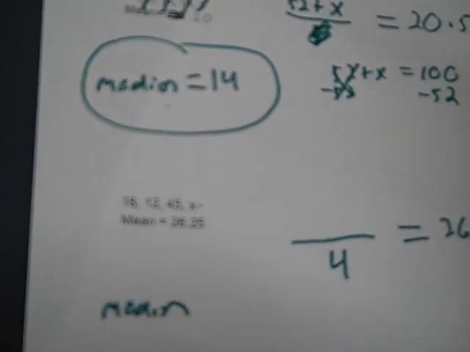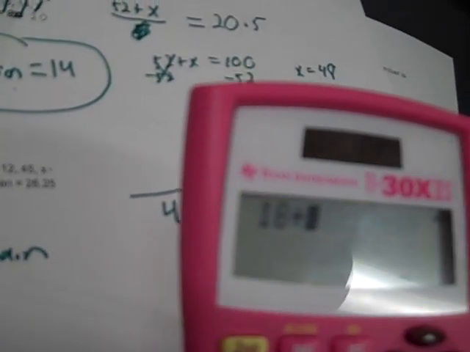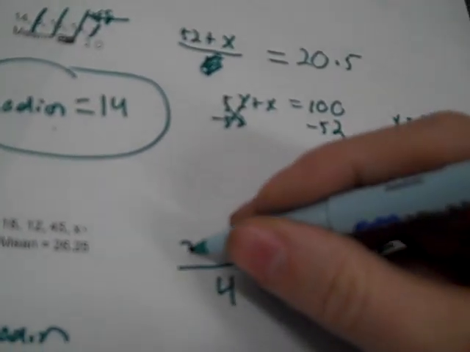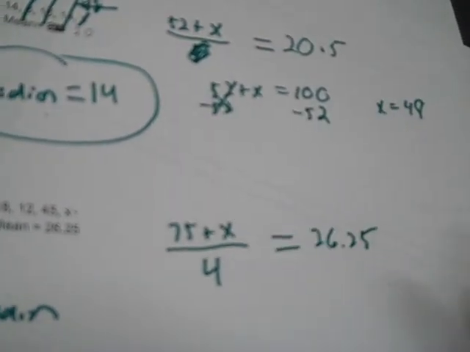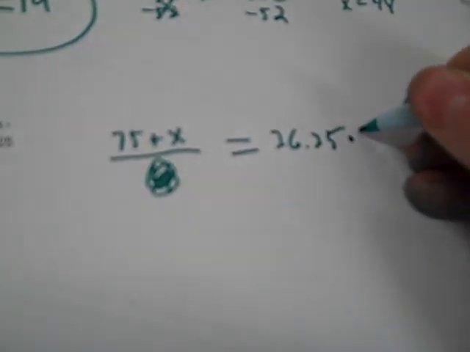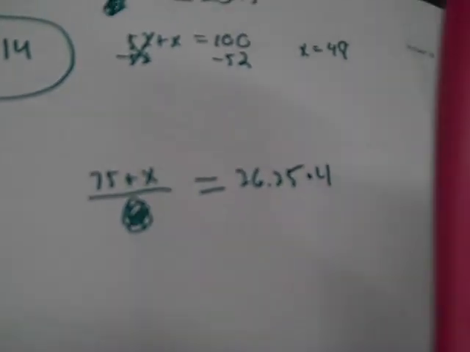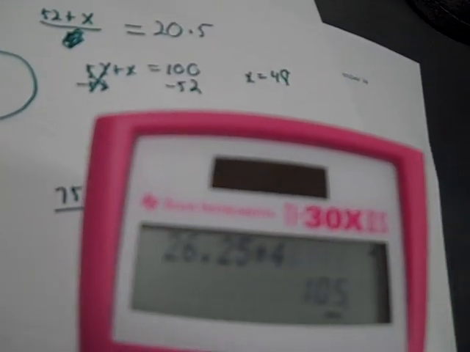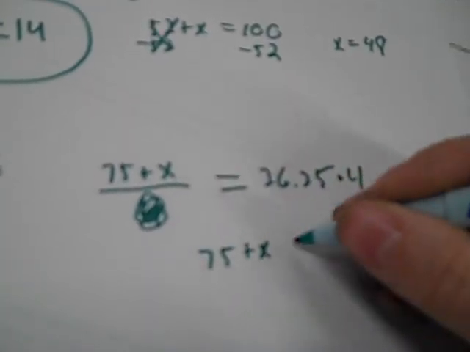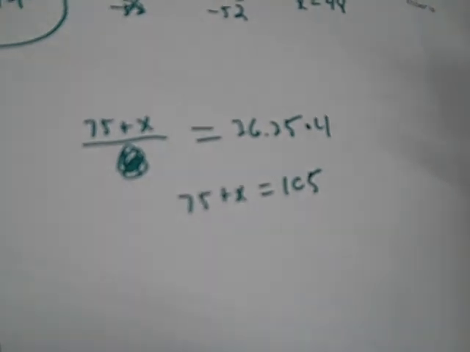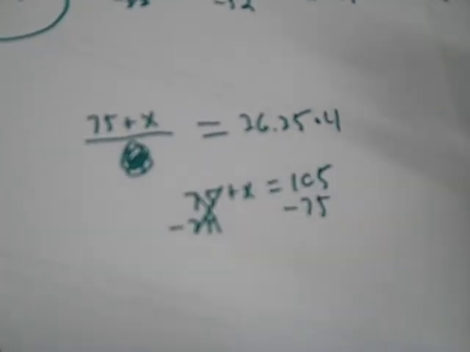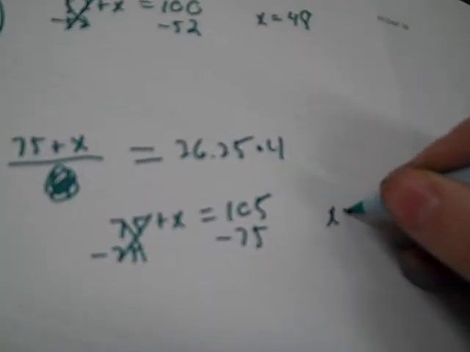And then I add the numbers I know. 18 plus 12 plus 45 would be 75 plus x. Okay, now I don't want that divided by 4, so I'm just going to multiply the other side. So I take 26.25 times 4, and I get 105. So 75 plus x equals 105. Then I can subtract 75, and that finds the missing number, the x. So x is 30.